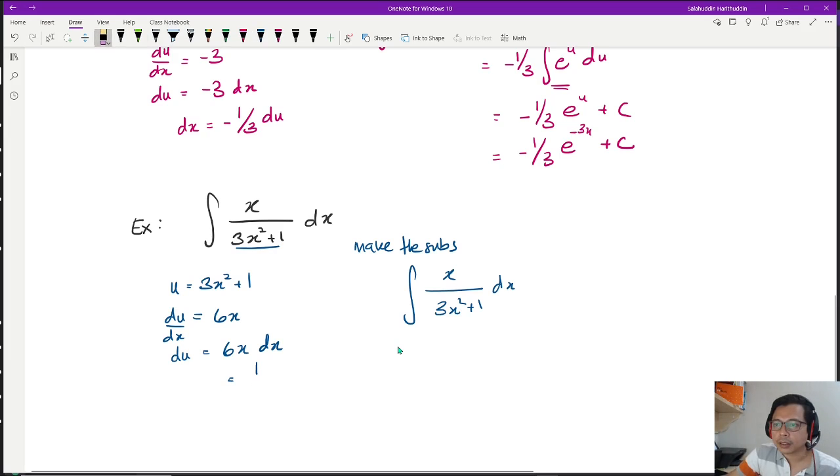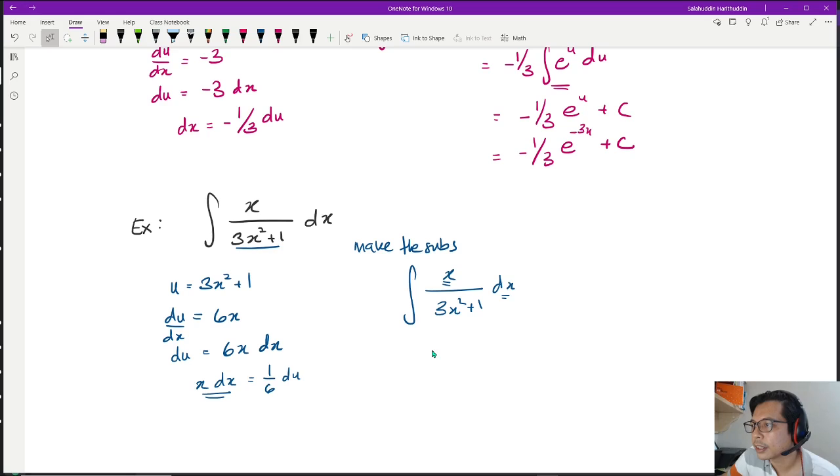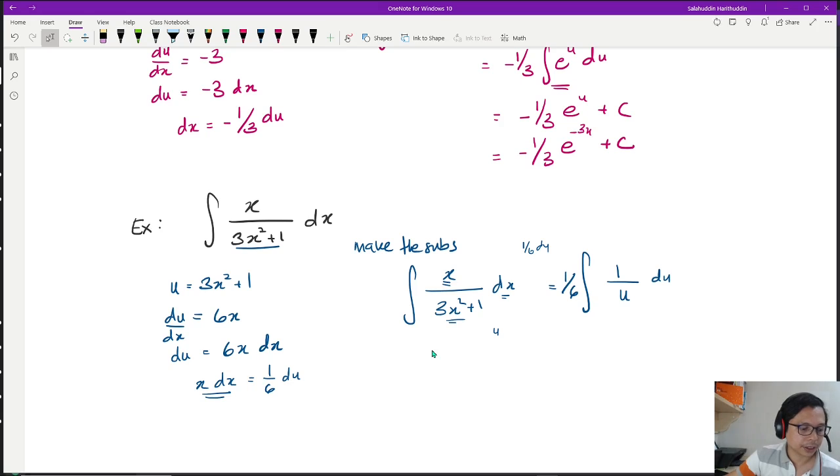No, so in this case, since du equals 6x times dx, so x dx will be equivalent to 1 over 6 du. Alright, so I have x dx here, so I can replace that with 1/6 du, and I can replace this with u. So what I'm getting is 1 over u, and then 1 over 6 du. I put the 1/6 outside because it's basically just a constant.